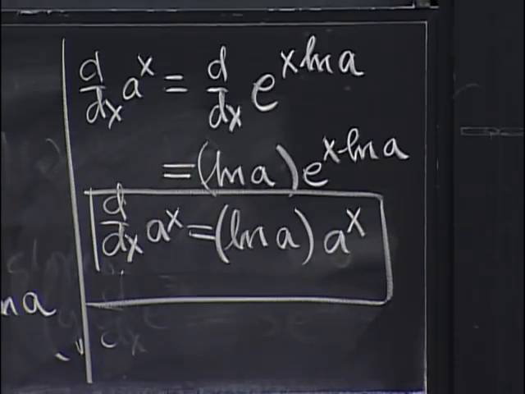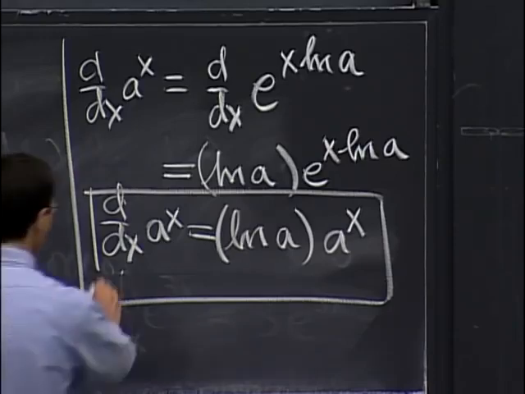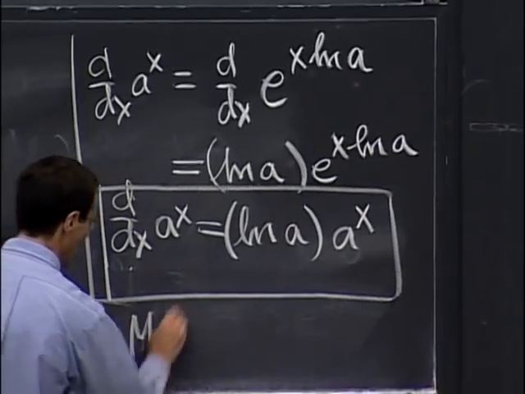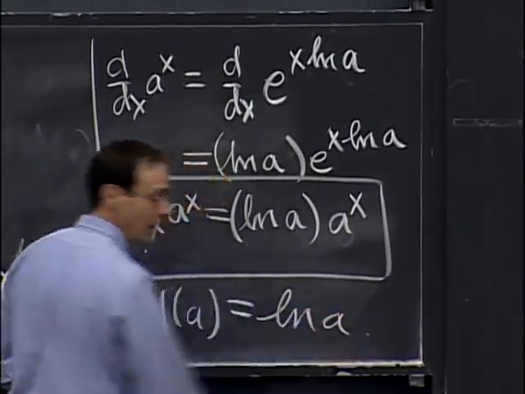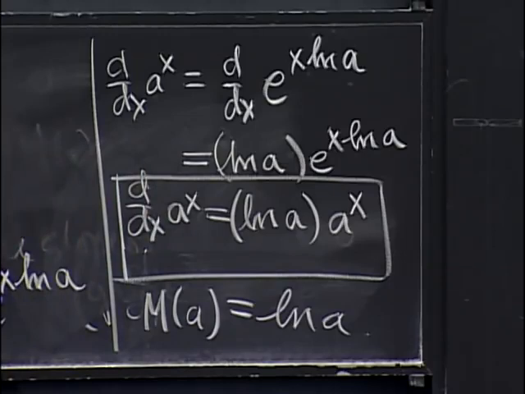Now, so there's the formula. I've essentially finished here. And notice, what is the magic number? The magic number is the natural log of a. That's what it was. We didn't know what it was in advance. This is what it is. It's the natural log of a.